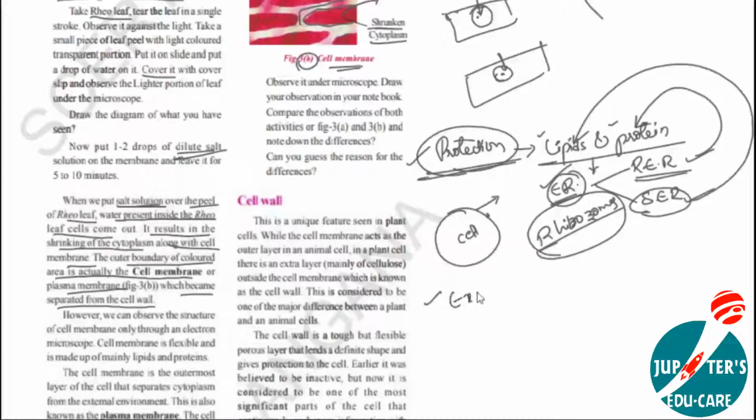exchange of substances. Okay, exchange of substances. What are the substances exchanged between this cell, into and out? For example, this is a cell. So the cell requires oxygen, right? The cell requires oxygen. You know that.